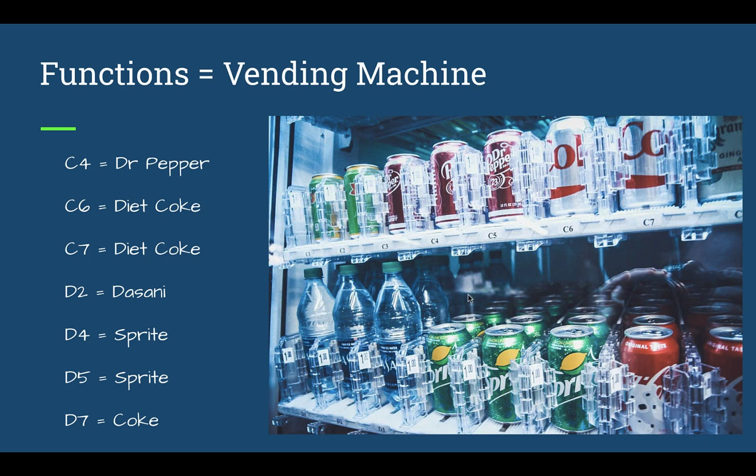Now, you can have two inputs that have the same output. Like C6 and C7 both have Diet Coke as their output. That's fine. It's just not two sodas that come out. So I shouldn't push C6 and get either Dr Pepper or Sprite. I should know what I'm going to get every time.